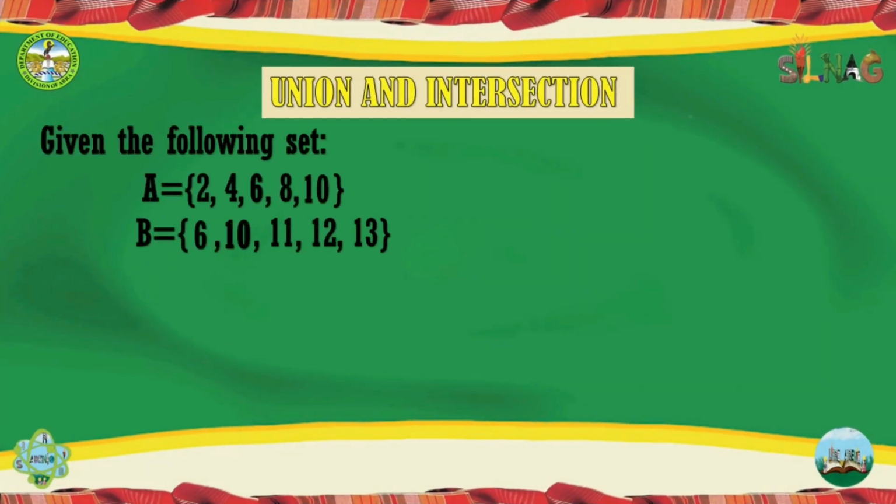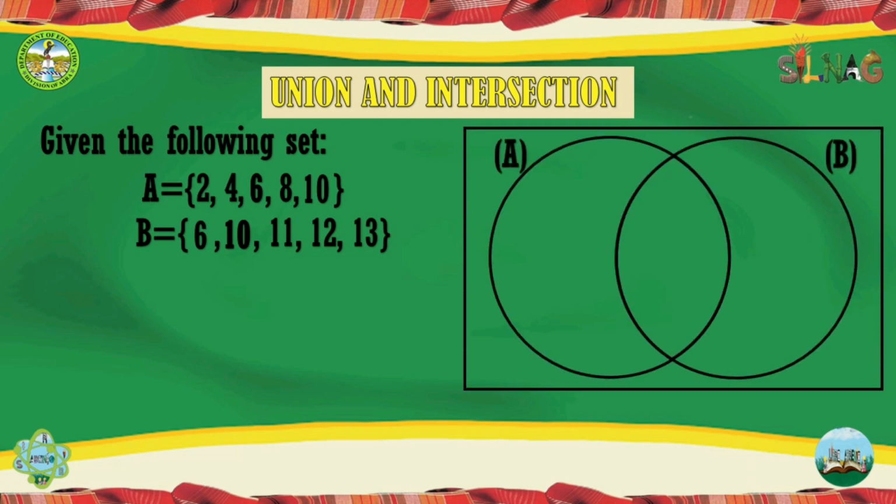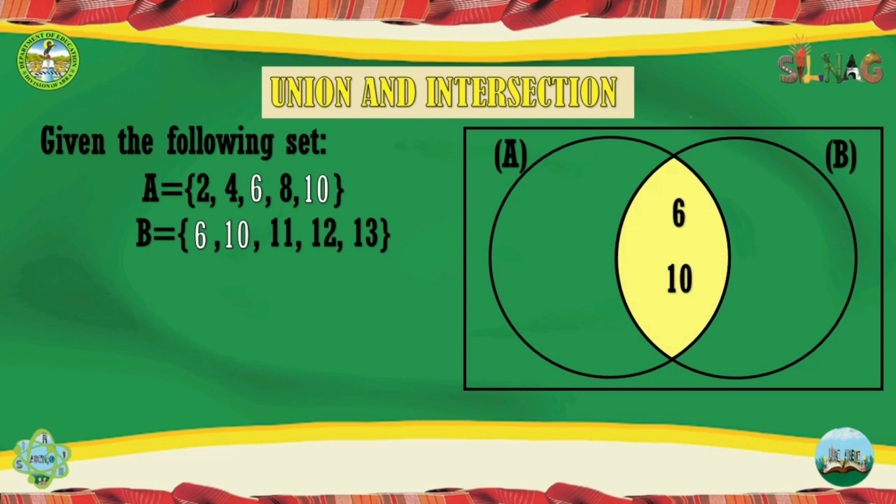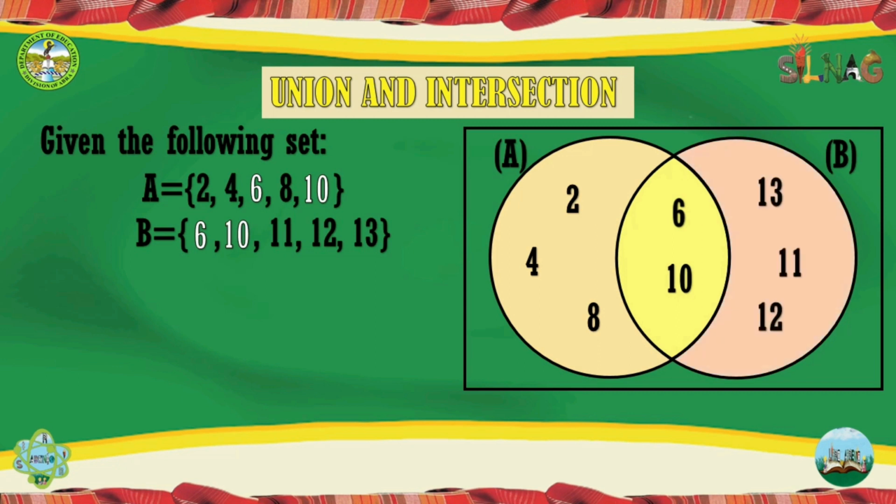Given the following sets, we have event A = {2, 4, 6, 8, 10}, and event B = {6, 10, 11, 12, 13}. Let us consider the diagram of event A and event B. The two circles were overlapped because there are similarities or common elements of both events A and B that must be written at the center. These are 6 and 10. Afterwards, we can now write the elements belonging to event A, which are 2, 4, 8, 6, and 10. And next, for event B, we have 13, 11, 12, 6, and 10.